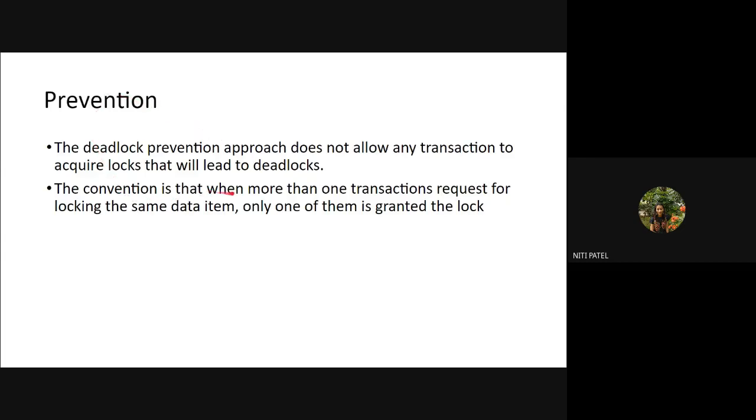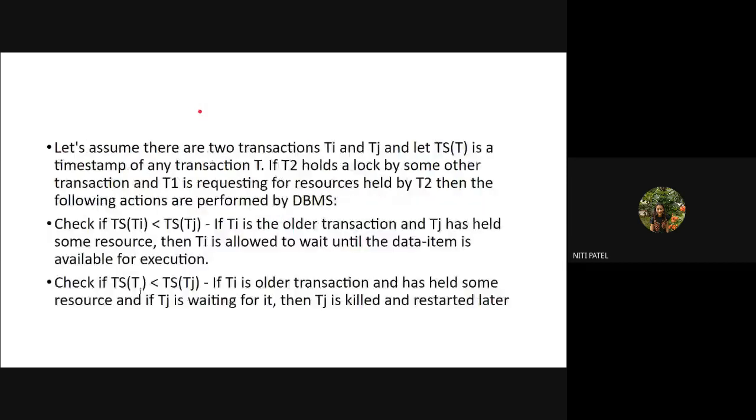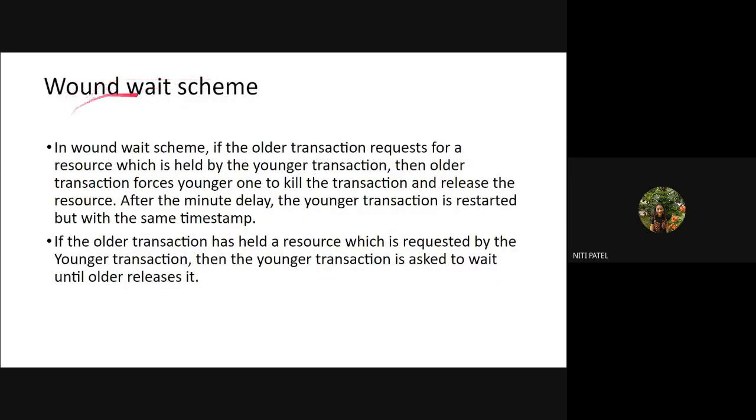The convention is that when more than one transaction requests locking of the same data item, only one of them will be granted the lock. So if T1 and T2 are two transactions which have requested data item Q, it will give it to only one of the two. Because if it gives it to both of them, it will lead to a deadlock. So to which one it is giving, again it will use some algorithm to decide whom to give first. Those two algorithms are called the wait-die scheme and the wound-wait scheme.